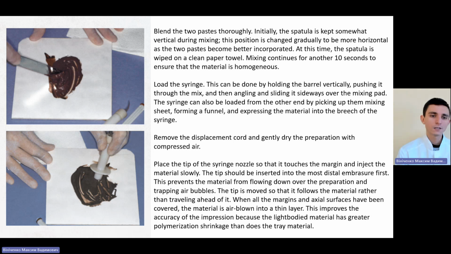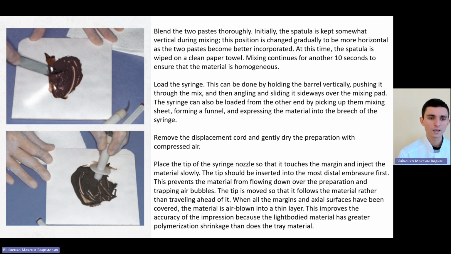Blend the two pastes thoroughly. Initially, the spatula is kept somewhat vertical during mixing. This position is changed gradually to be more horizontal as the two pastes become better incorporated. At this time, the spatula is swept on a clean paper towel. Mixing continues for another 10 seconds to ensure that the material is homogeneous.